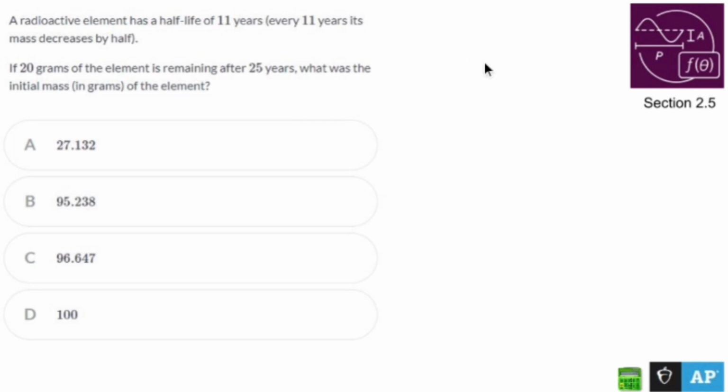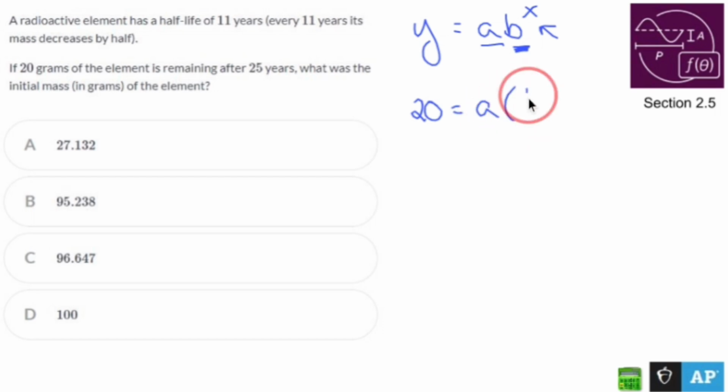I'm going to write out the half-life formula that I know. So this is an exponential form formula. A is always what you start out with, B is going to be your growth factor, and X in this case is going to be time. So do I know what we start out with right away? No, but what I do know is we end with 20. I don't know my initial amount.